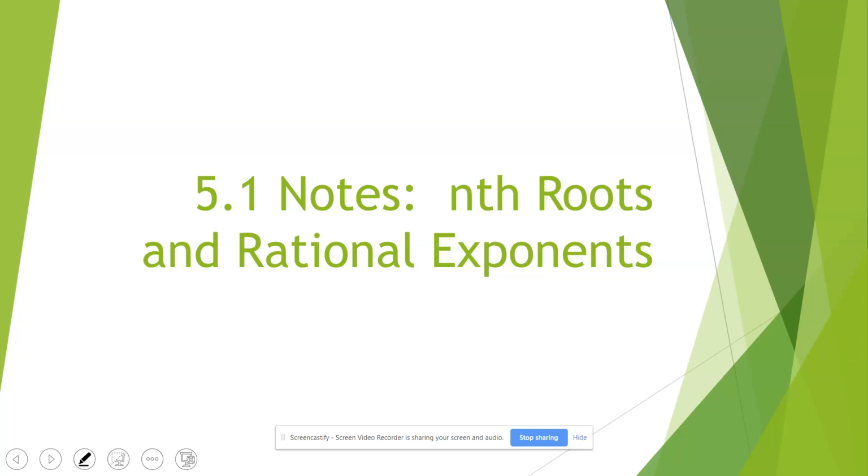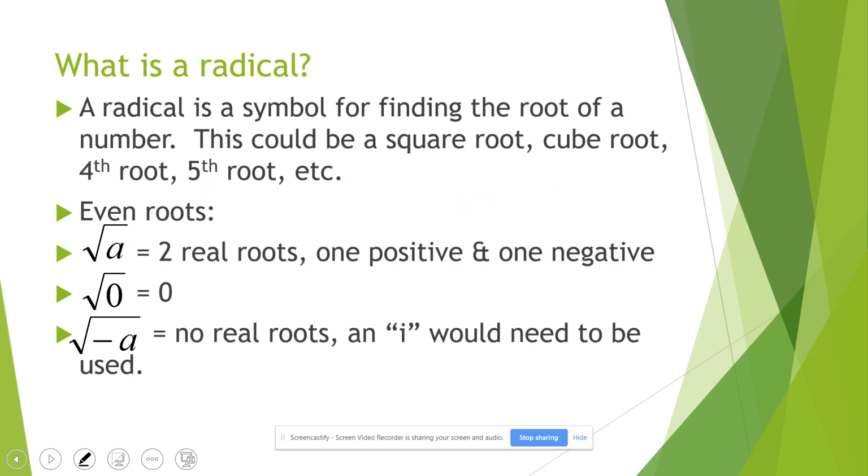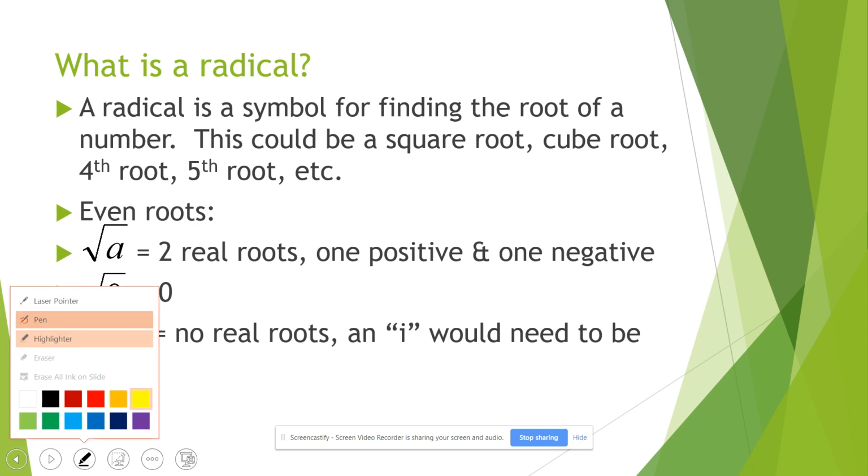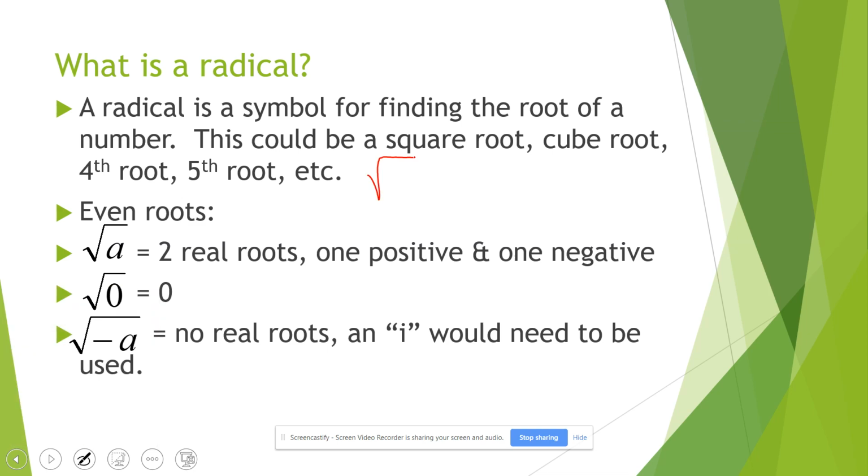Hello again, everybody. Continuing on in Chapter 5, we're going to start with Section 5.1, talking about rational exponents and nth roots. So, the radical. Remember, the radical is a symbol for finding the root of a number. This could be a square root, a cube root, a fourth root, a fifth root, so on and so forth. Remember, the number on the pedestal, with the exception of the square root, because we don't put the 2 there, tells you which root it is.